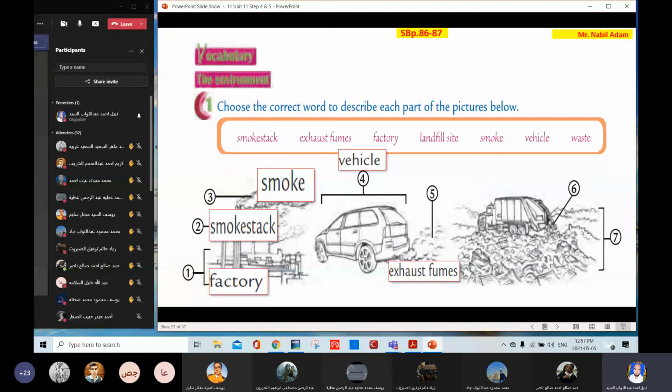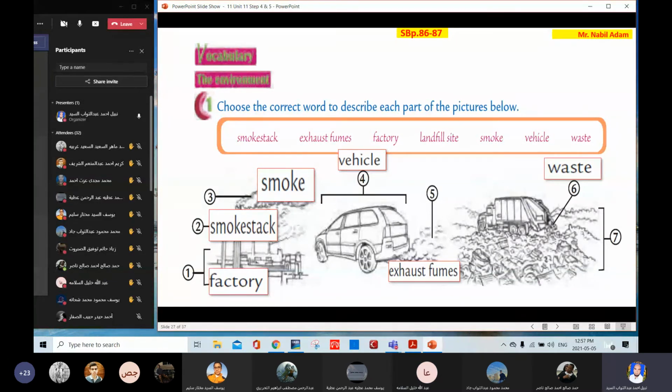What is this? What is on the ground, Hamad? Abdullah Khalil, what is in the ground? Yes, teacher. Number 6 is waste. Waste, garbage, litter, rubbish. Okay, Yusuf Mahmoud.